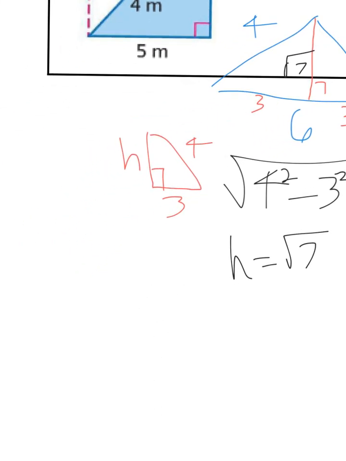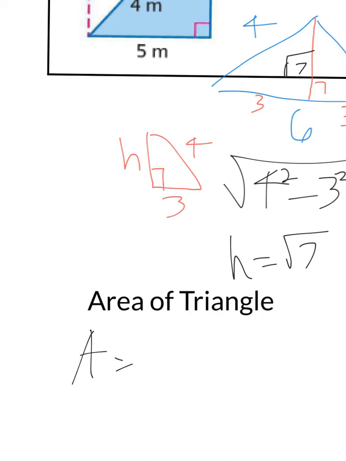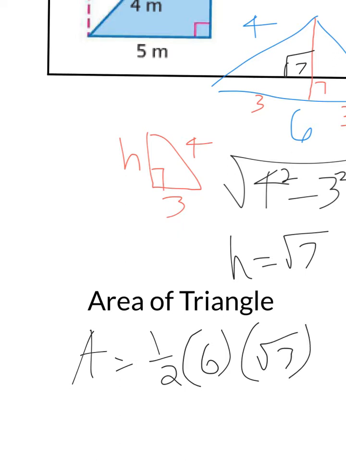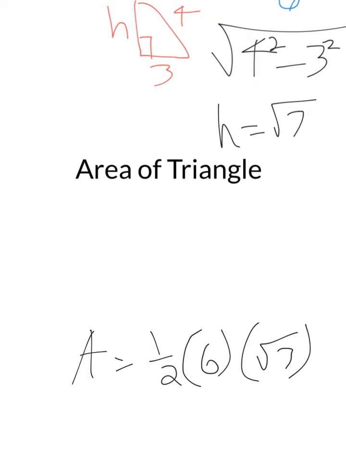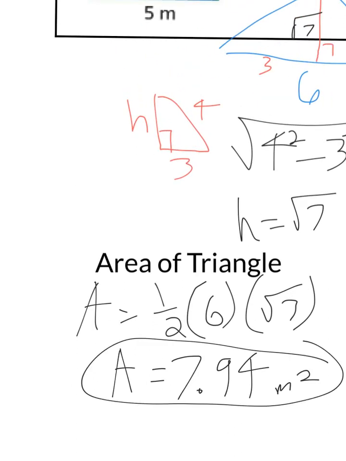So my area of my triangle is 1/2 times your base of 6. 6 was the base of the whole triangle, not 3. 3 is the base of like the half triangle. Times my height of the square root of 7. So type that in and I get an area of about 7.94. Okay.